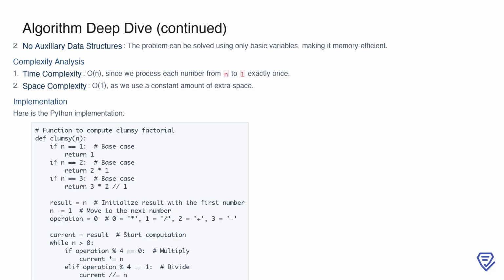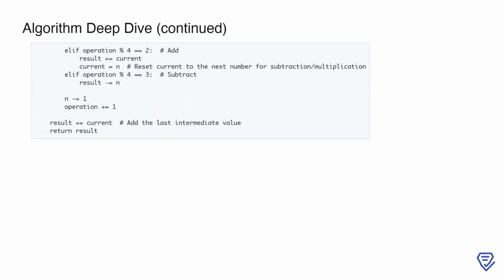The modular arithmetic of the operation counter ensures that the operations are applied cyclically, and any remaining numbers at the end are handled appropriately. In the final part of the implementation, addition and subtraction operations are completed by updating the result variable as needed. The intermediate value is reset after addition to prepare for the next number in the sequence. For subtraction, the value is directly subtracted from the result. The loop continues, decrementing n and cycling through the operations until all numbers are processed. At the very end, any remaining intermediate value is added back to the result to ensure the computation is complete. The final result is then returned.